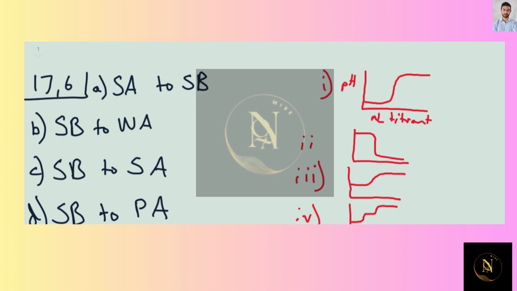So now we can match these. So we see right away that number 4 has 2 equivalence points, so it should be connected to a polyprotic acid. If we have only one proton on the acid, we'll only have 1 equivalence point. So since we have 2, we can match D and 4. Next, we can look at the strong acid to strong base, the first one. And here we know that if we're adding to a strong base, we need to start from a high pH. And the only one that starts at a high pH is number 2.